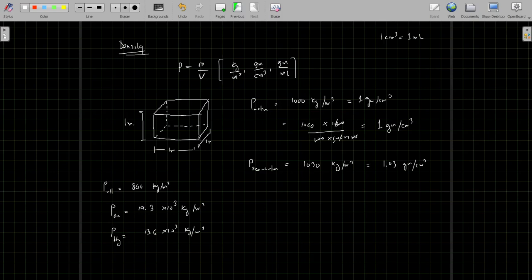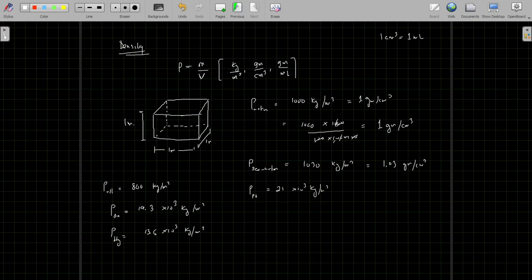Now another material. As you go, it keeps increasing. For example, the density of platinum, Pt, is 21 into 10 to the power 3 kg per meter cube.